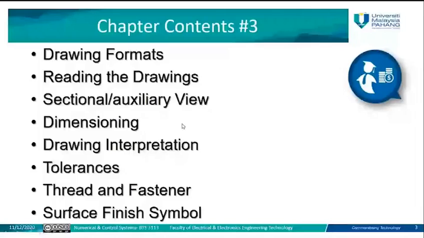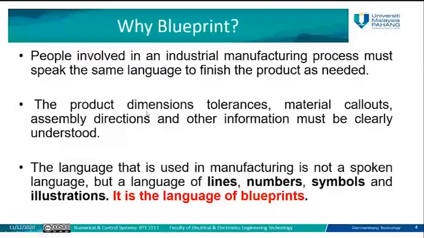These are the contents for chapter 3, and in chapter 3 there is not a lot of text, mostly drawings with some specific dimensions and standard parameters. People who work in the manufacturing industry, especially in the factories, need to have a common language. They are going to use this common language from the start of the project until they have the finished product.